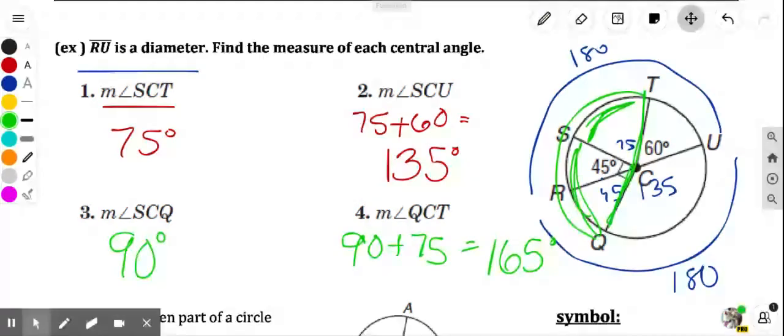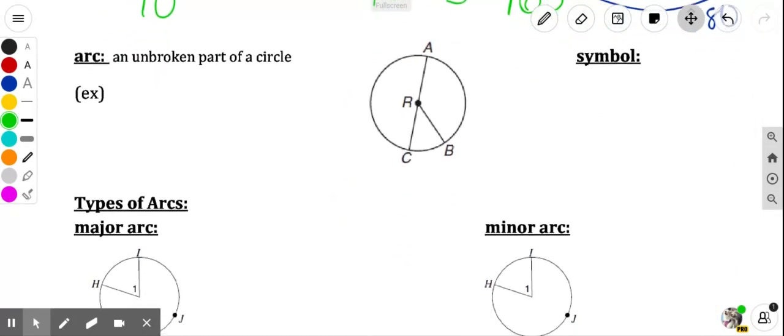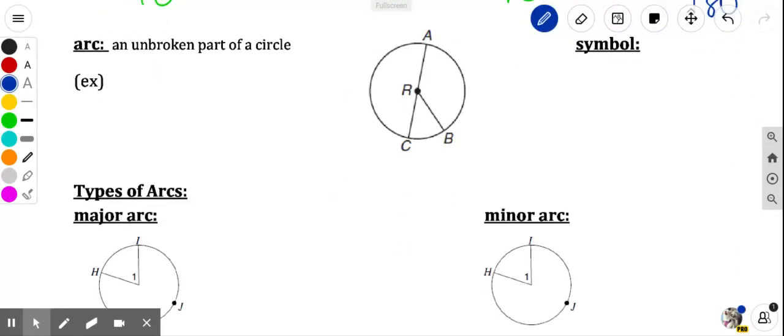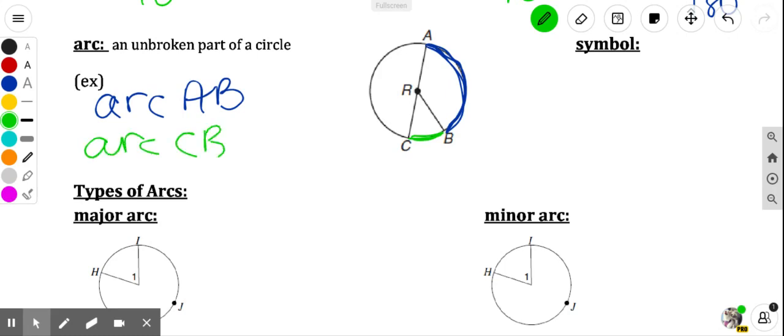Okay, so that's how you find central angle measures. Now, central angle measures are directly related to arc measures. So next is an arc. An arc, the definition, is an unbroken part of a circle. One example of an arc would be right here, arc AB. Arcs are typically named with their end points. On the next part, we'll talk about some more specific arcs and how we name them. Arc CB would be like that one. I could name many more arcs on this circle.